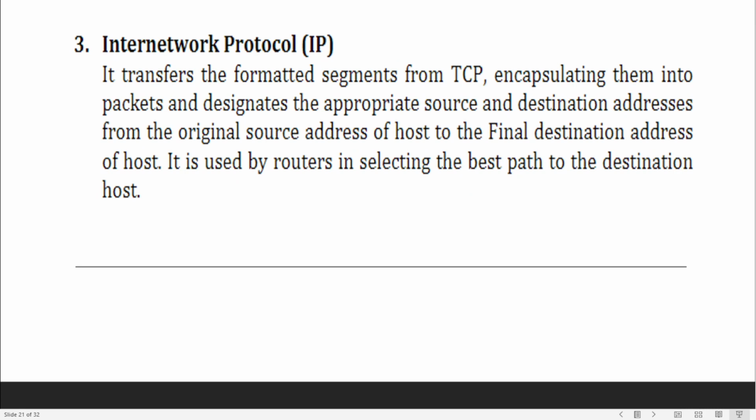Next one, we have here Internetwork Protocol, which is the IP. This one takes the formatted segment from TCP and encapsulates it into packets, designating the appropriate source and destination addresses, from the original source host to the final destination host. It is used by routers in selecting the best path to the destination host.